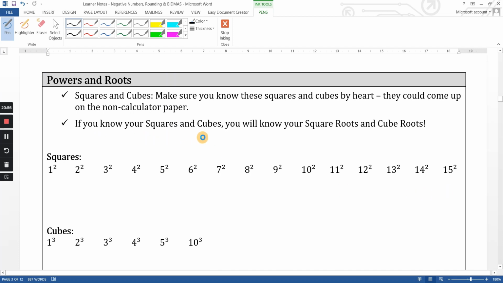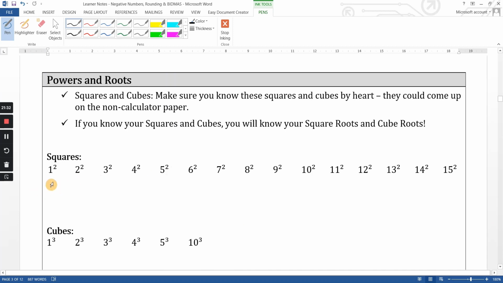If you know your squares and cubes, you will know your square roots and cube roots as well. Yeah, that's true. I don't memorize my squares or cubes. I know a few of them, but I don't know all of them, obviously. But if you go up in your squares, like these, and work these out, you'll know your square roots, going the opposite way, and again, that'll come in handy for the non-calculator paper. Similar thing for the cubes as well. If you know your cubes, you'll know your cube roots, going the opposite way. So what are these then?